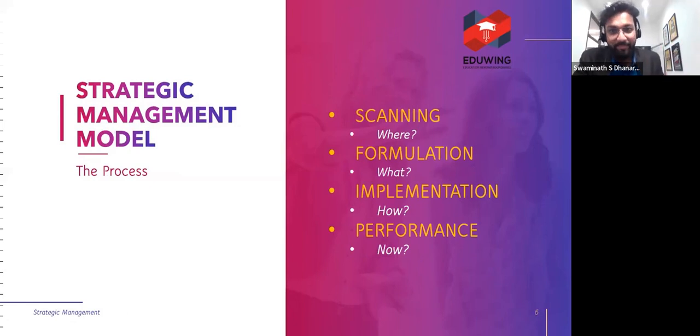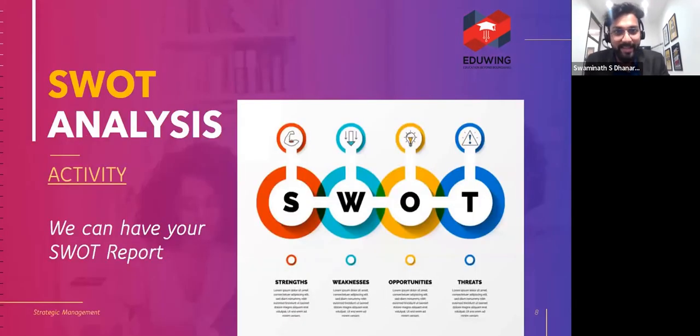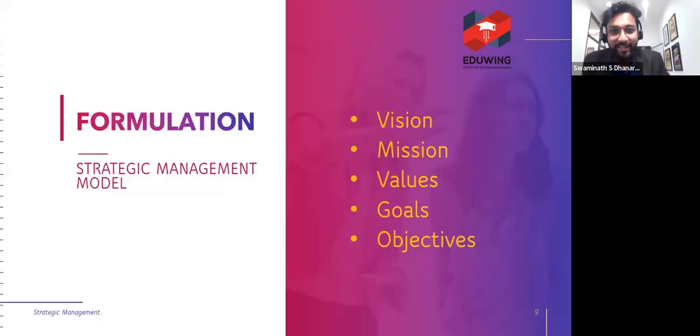Again, I'll repeat this point. Four points: scanning, where we are currently; formulation of the strategy, what we have to do; implementation, how we will do that; and regular feedback and monitoring of the strategy. Scanning includes current position analysis, competitor and industry analysis, SWOT, and environmental analysis. This I'll skip to the next session. Then we have to formulate the strategy. An organization must have a vision, mission, its own shared values or value system, goals and objectives.